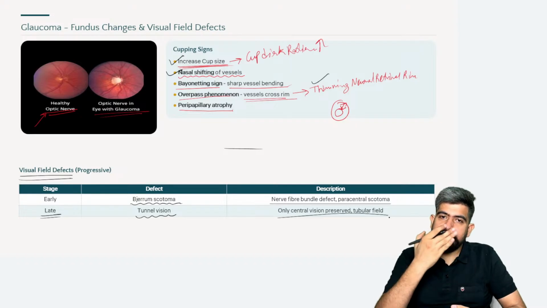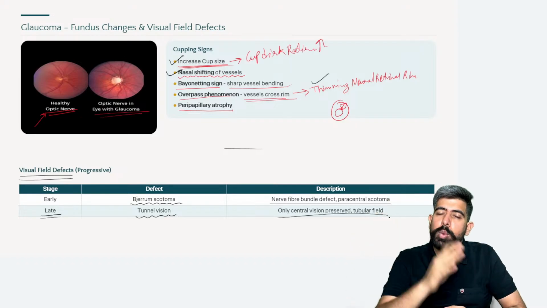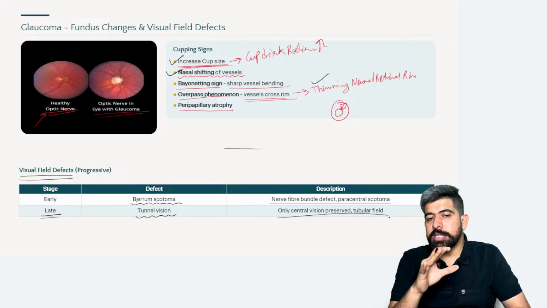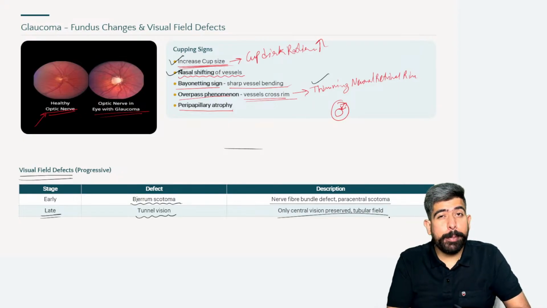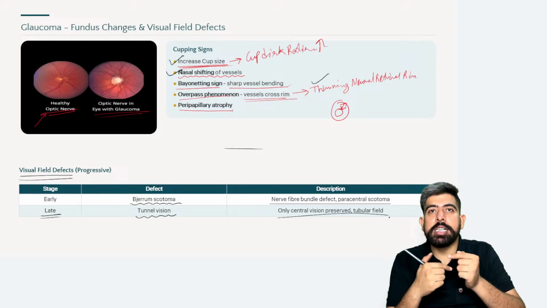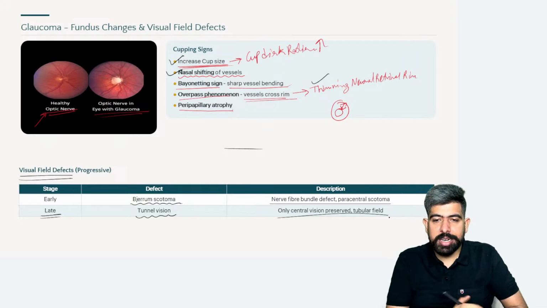Please remember, the visual field defects are progressive. If they start, they will progress, so we have to treat this patient. And please remember, whatever visual field defect happens in glaucoma, we cannot reverse it, because it is related to the nerve fiber bundle being damaged.